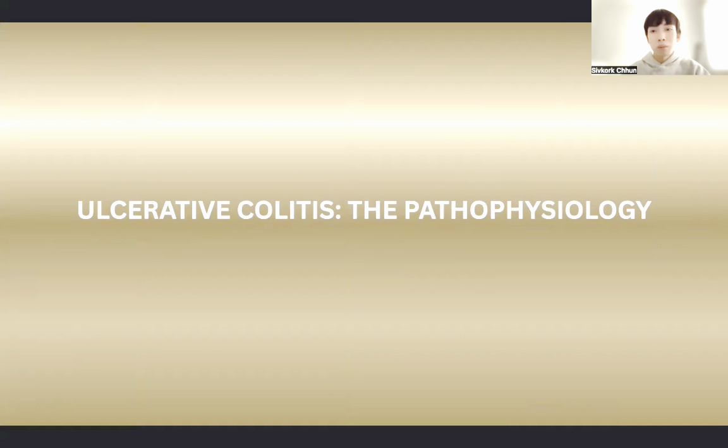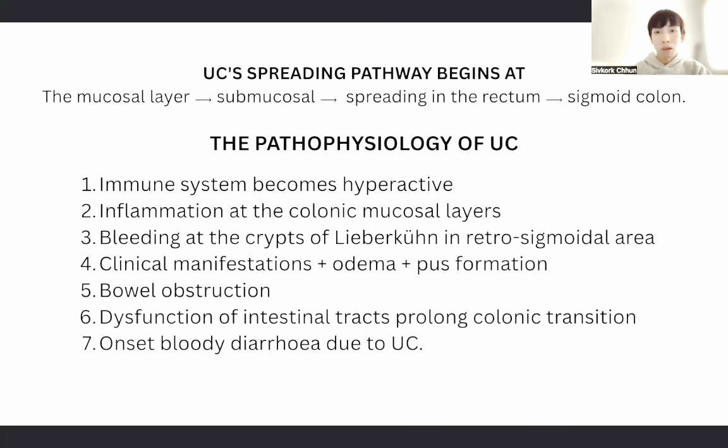So what is the pathophysiology of ulcerative colitis? Here, I want to show you the ulcerative colitis spreading pathway. It begins at the mucosal layer to the submucosal layer of the colon, and then spreads to the rectum, and then to the sigmoid colon. The pathophysiology of ulcerative colitis is when the immune system becomes hyperactive, attacking its own digestive system, and then it ulcerates the large intestine, the colon, and the rectum part.